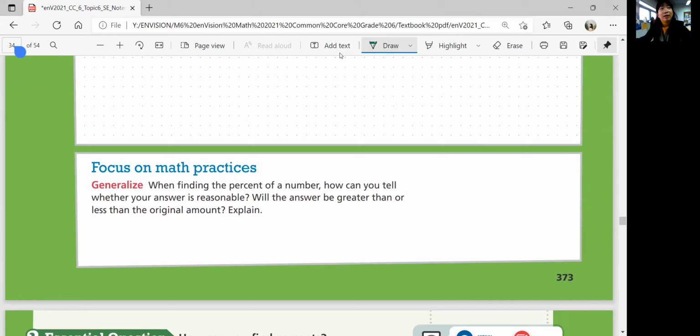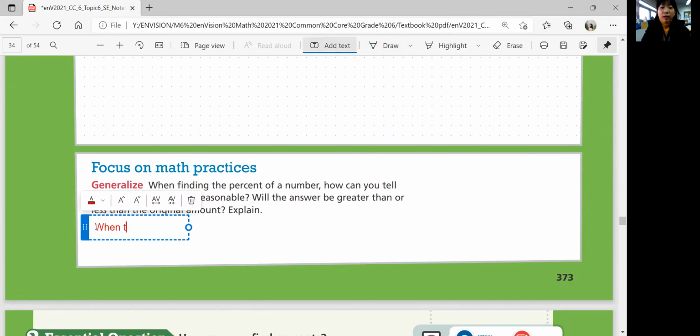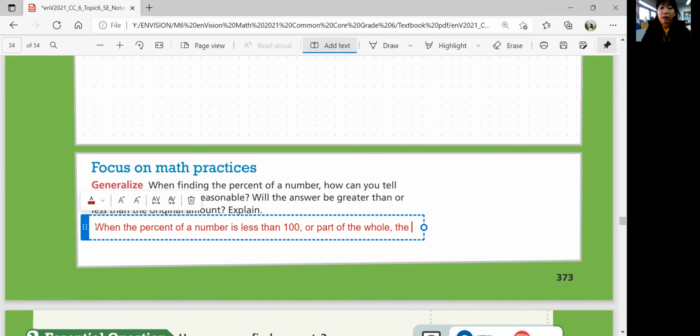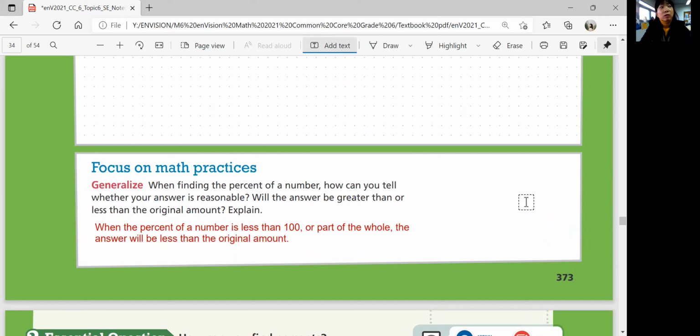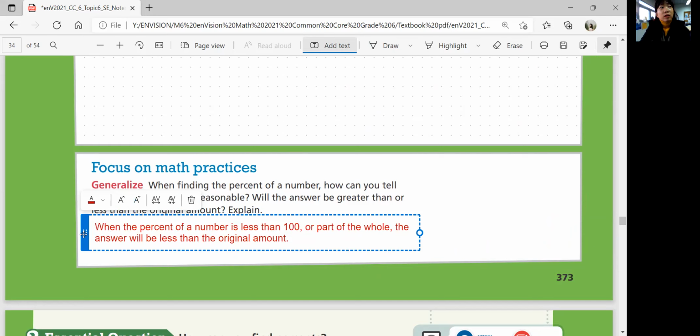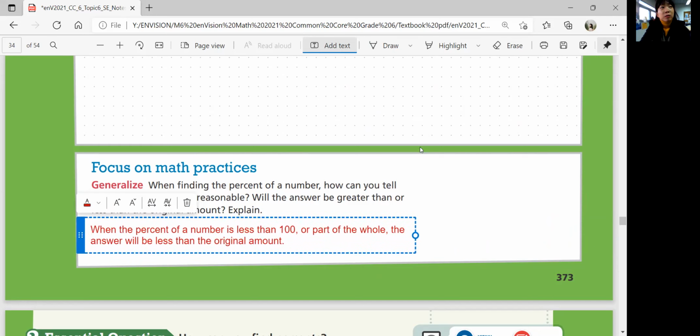Okay, so let's write that down. When the percent of a number is less than 100 or part of the whole, the answer will be less than the original amount. Okay, so you need to know if your answer is going to be greater than or less than your original amount so that you can check if your answer is reasonable or not.